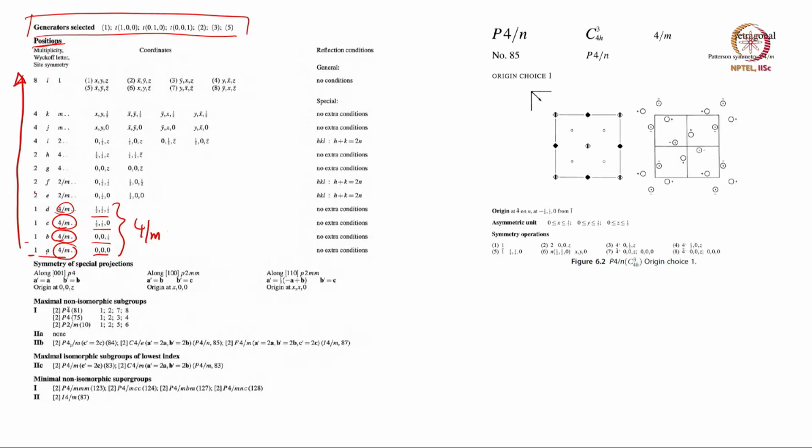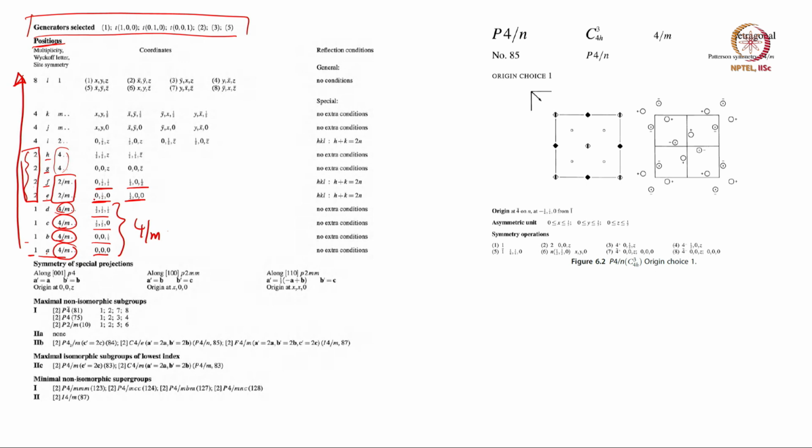Then my second Wyckoff position: positions E, F have a symmetry 2 by m, positions G, H have a symmetry of 4, both of them have equal number of symmetry operations. Sorry, this is the multiplicity. So I have 2 such E positions, one is 0 half 0, the other half 0 0. I have 2 such F positions, which is 0 half half and half 0 half, and so on and so forth. This is a monoclinic system.